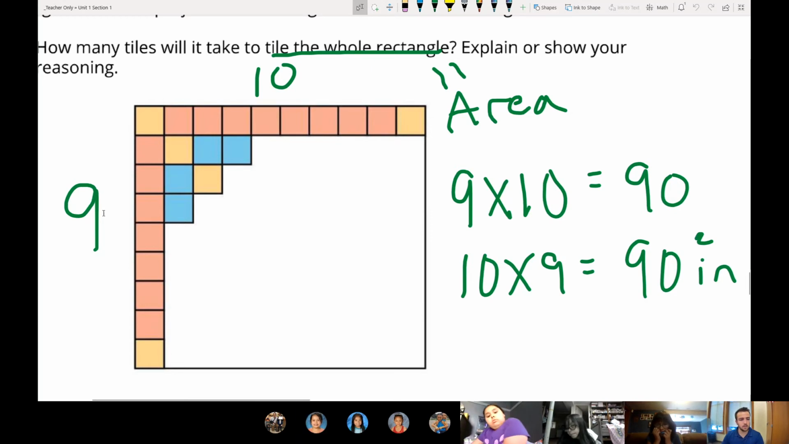We can take the side lengths, so the rows and the columns, and we can multiply them together to give us our answer. Okay, how are we feeling about that? Thumbs up, sideways, down, is that making sense? Okay. Again, our target for today is to figure out how to find the area of a rectangle without all the grid lines. So if we can find the side lengths, we are good to go.